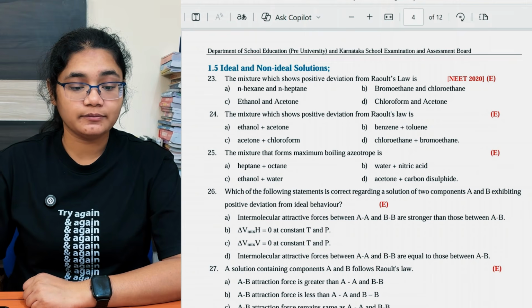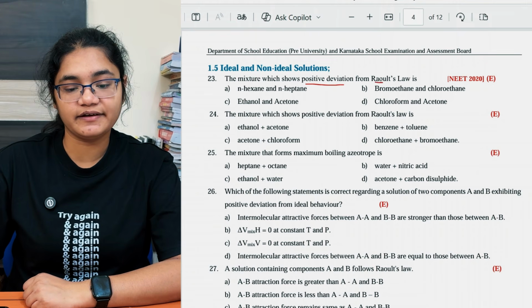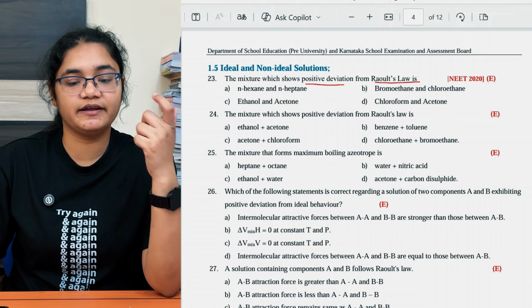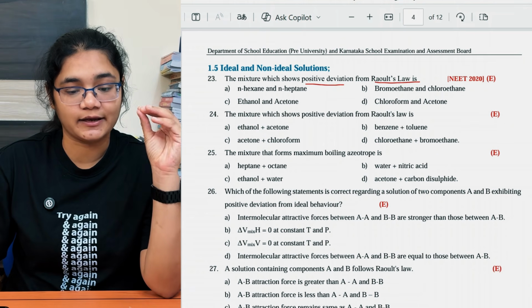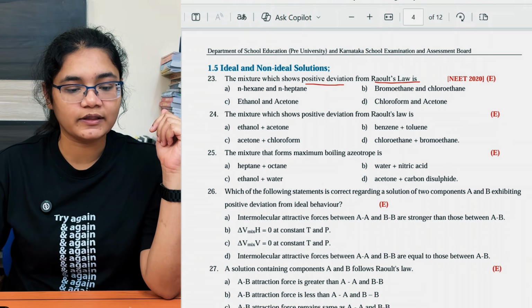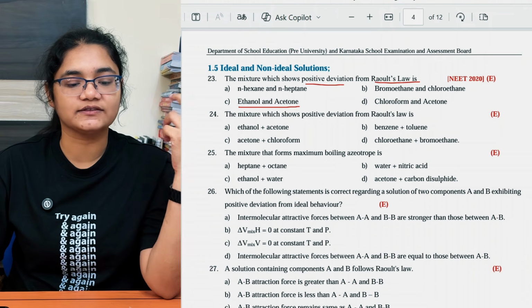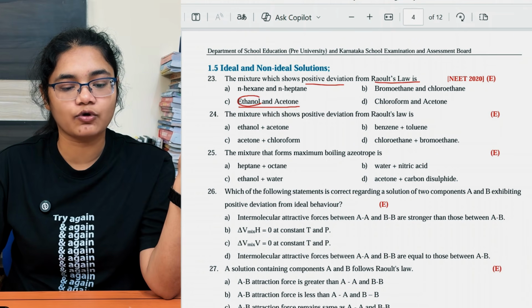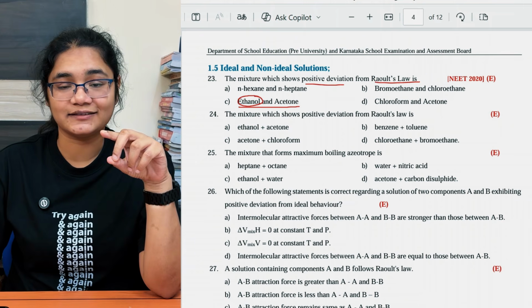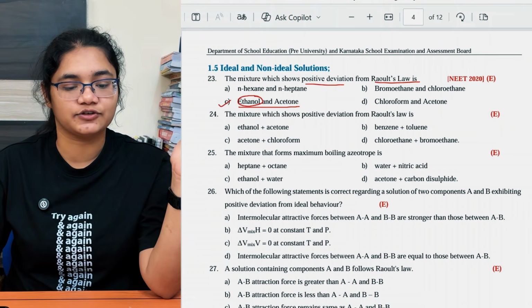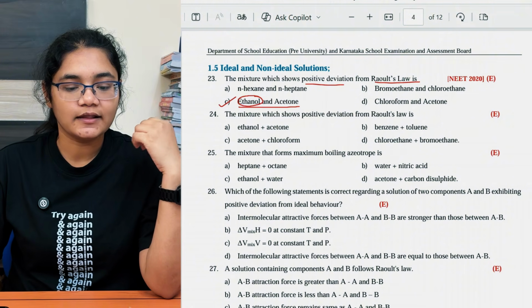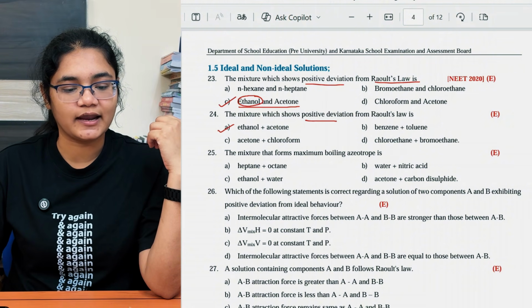Okay. Next, question number 23, the mixture which shows positive deviation from Raoult's law is. Now positive deviation means the interaction should be very, very weak. So for that, you know that ethanol and acetone has a weak interaction because ethanol has strong hydrogen bonding, but when you add acetone to it, the hydrogen bonding gets disrupted, right? So option number C here. The mixture which shows positive deviation, again ethanol and acetone.